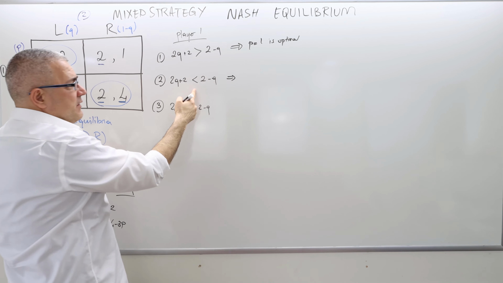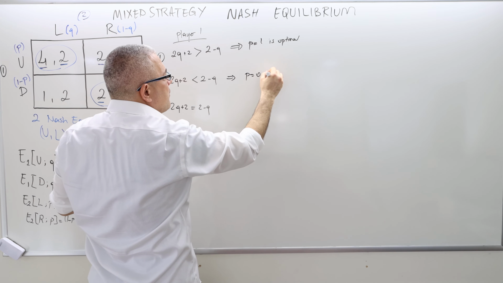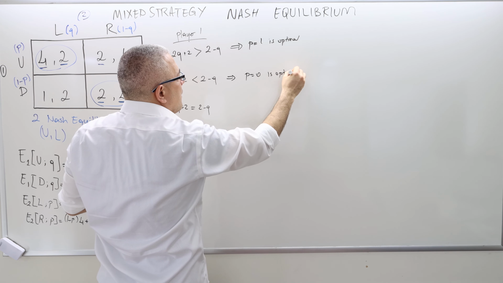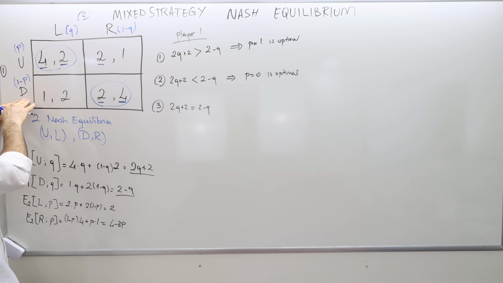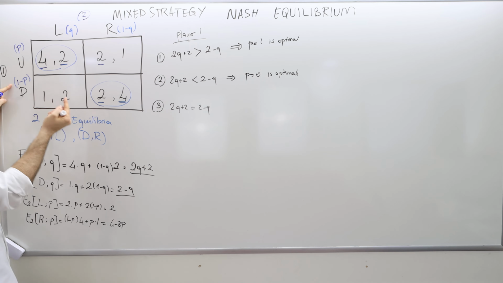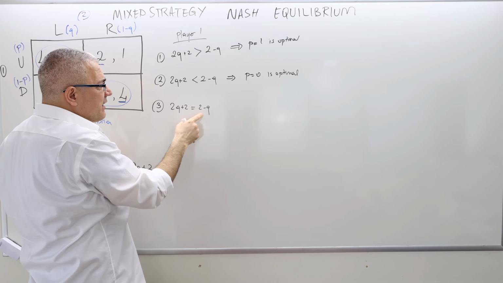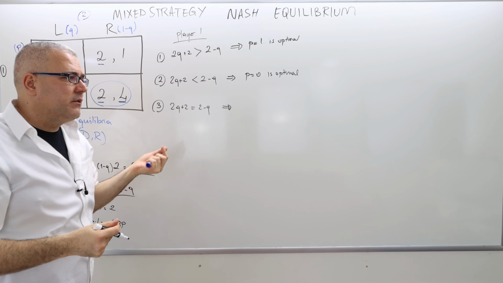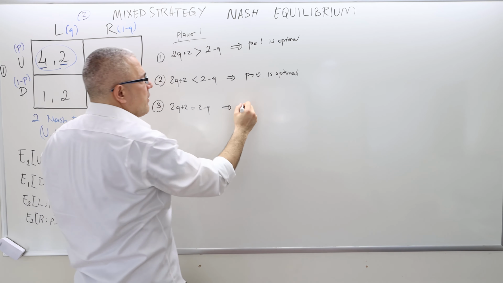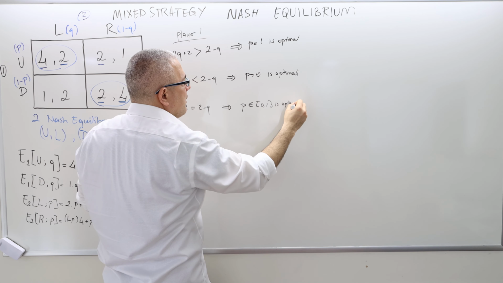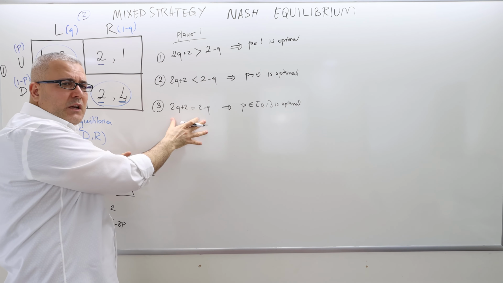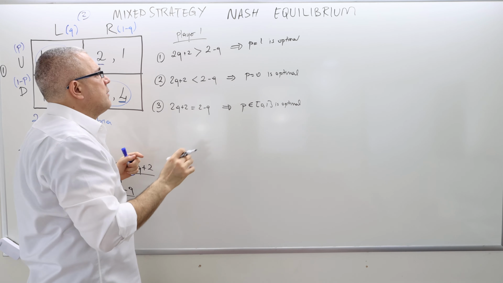If the opposite holds, P equals 0 should be optimal. Intuitively, if D gives you a higher payoff than U, you should play D with probability 1. To make 1 minus P equal 1, P must be 0. And in the equal case, you're indifferent between up and down, so any P between 0 and 1 is optimal. Whenever you have equality, any P is going to be optimal.